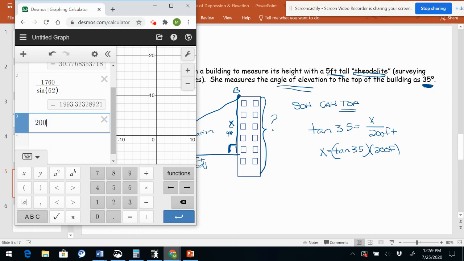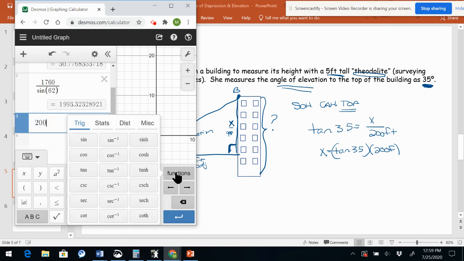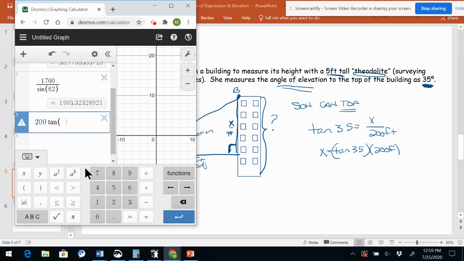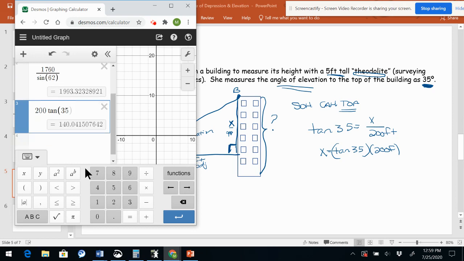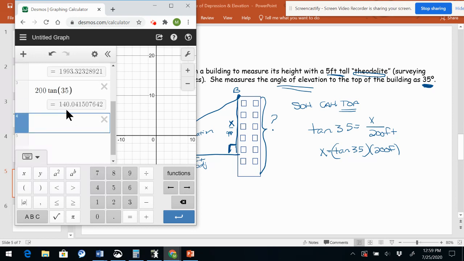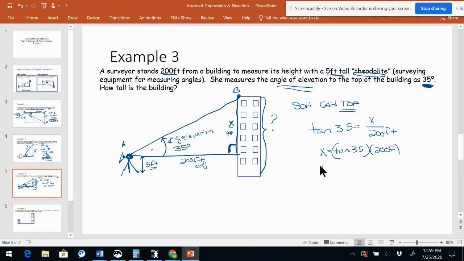So I get 200 times, I want my functions, tangent of 35 degrees. I see that I get 140. So my distance there is 140 feet. Again, that's this distance from the top of the building to the line of sight or the theodolite. That's 140. So I need to add my 5 feet here to account for the distance from the theodolite line of sight to the ground. So I'm going to add my 5 feet to that.